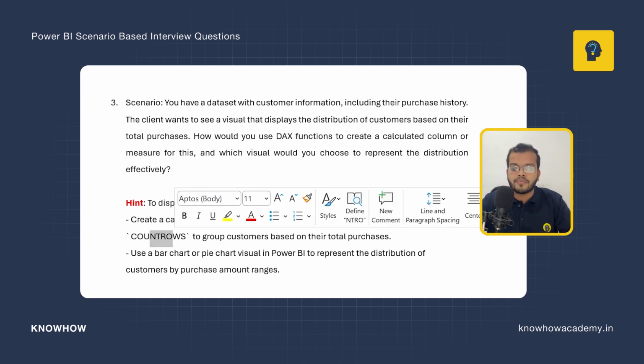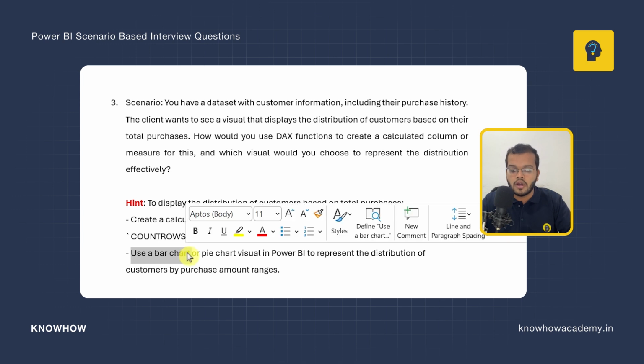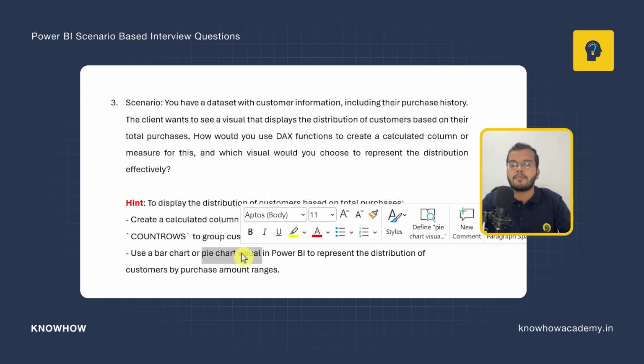Then at last we can use a bar chart or a pie chart visual to represent this information in the Power BI visual section. So it is very simple. Please do not think of it in a too complicated way. We have a data set. In that data set we have customer information, what all the products they have purchased.